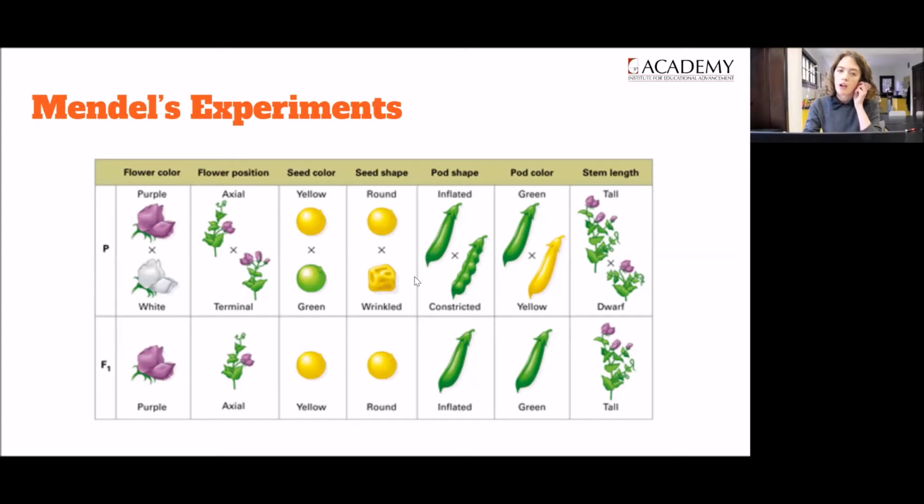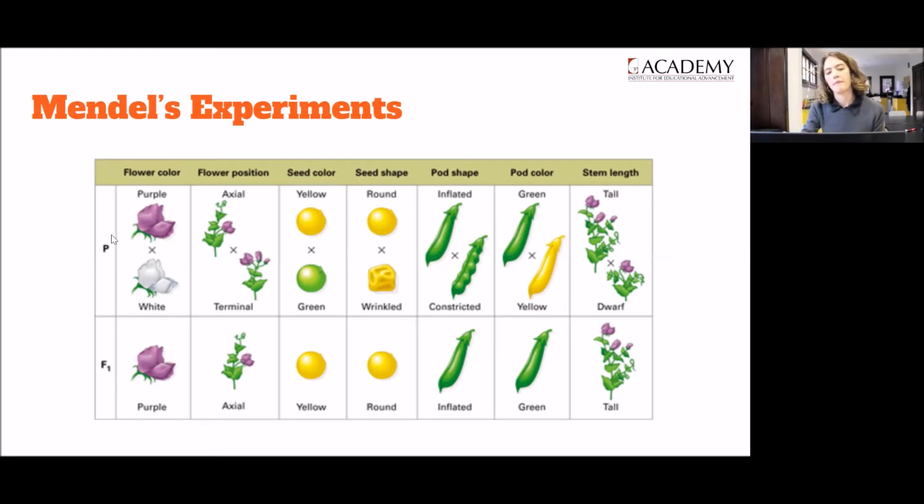So he looked at 7 traits, all of which, like I was saying earlier, have just 2 options for each of them. So the flowers could be either purple or white. They could be either on the middles of the branches or the ends, axial and terminal. The seeds could be either yellow or green, round or wrinkled. The pods could be either inflated, puffed up, or constricted, like kind of bumpy, and you can see the peas inside. Green or yellow, and then the plants themselves could be either tall or dwarf.